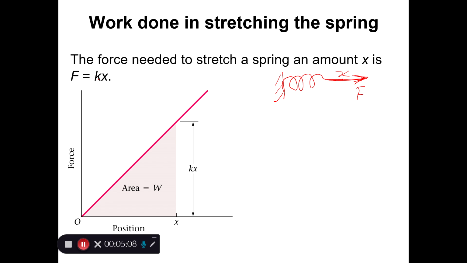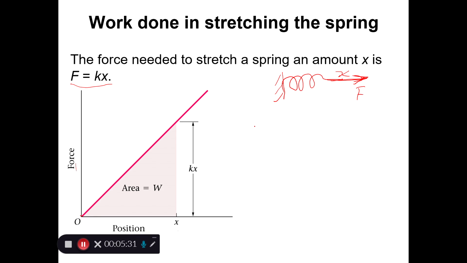Now the force is variable: the farther you stretch, the more force you have to apply. If you stretch less, you apply less force. If there is no displacement, it is in the equilibrium position and no force is applied. If you plot a graph between force and displacement, from this relation you can see it is a linear relation, a straight line passing through the origin.